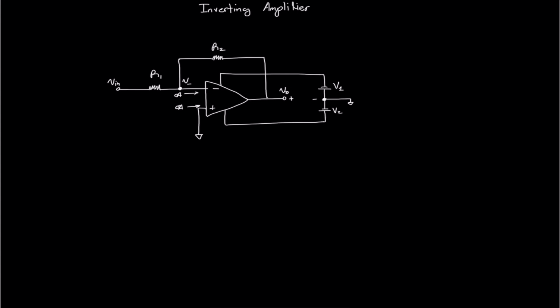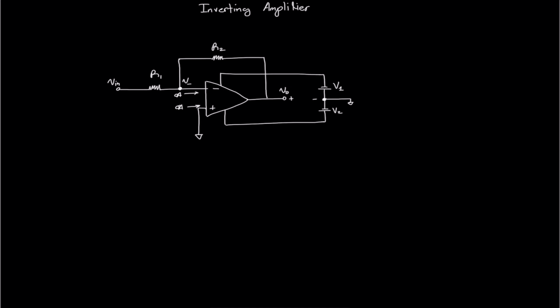right. So in our case, the inverting configuration is formed by grounding the V plus terminal of the op amp, and if we ground that, we can then apply the signal into R1.